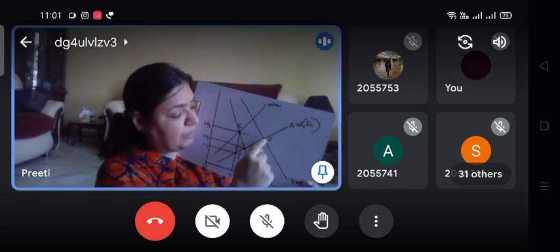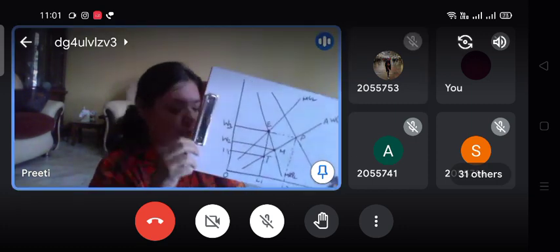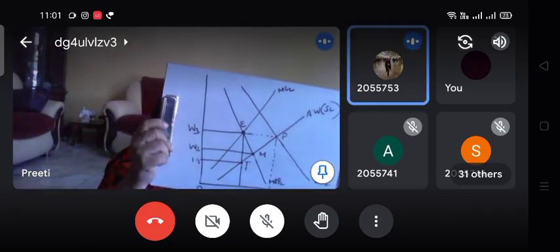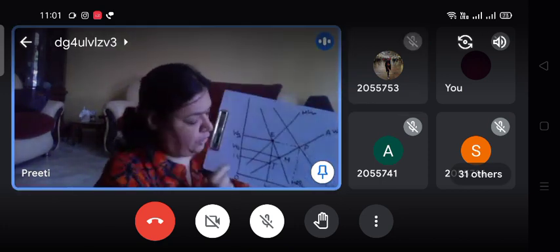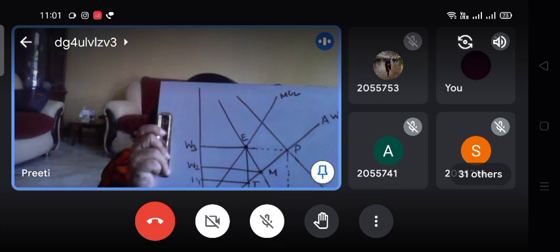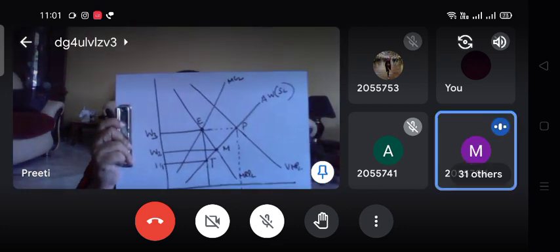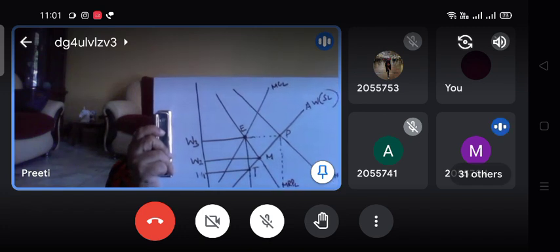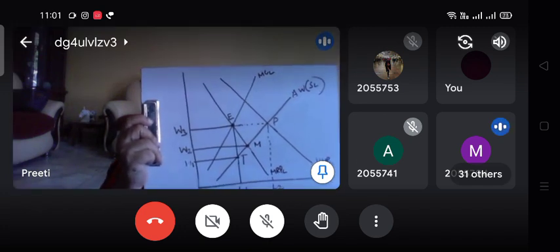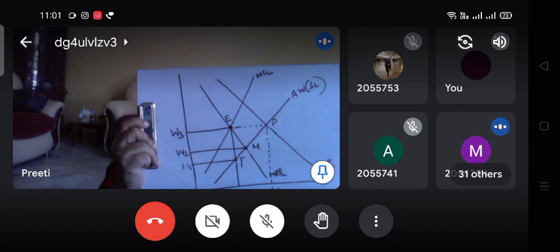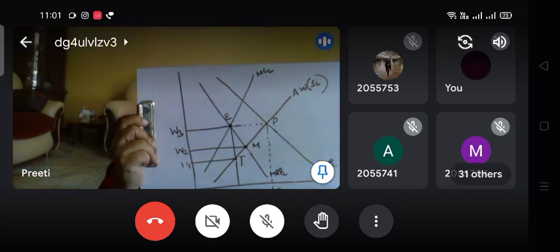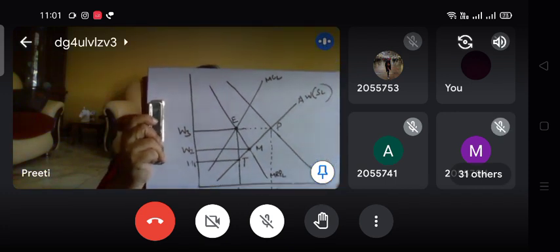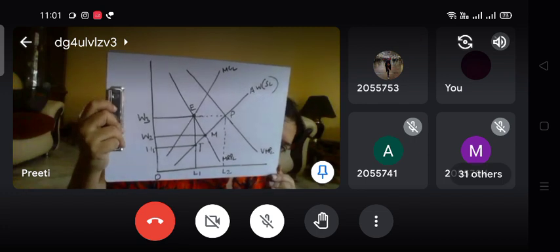I would have given how many wages? PL amount of wages, yes or no? Yes, ma'am. And how much labor would I have employed? OL2 amount of laborers I would have employed? Yes, ma'am. So this would have been the scenario. The wages would have been equal to PL2 or OW3, and my labor would have been equal to OL2. Yes or no? Yes, ma'am.